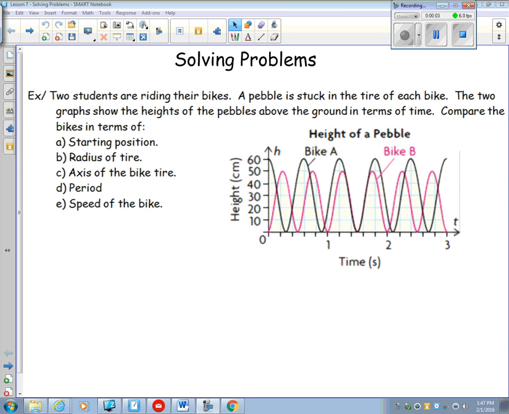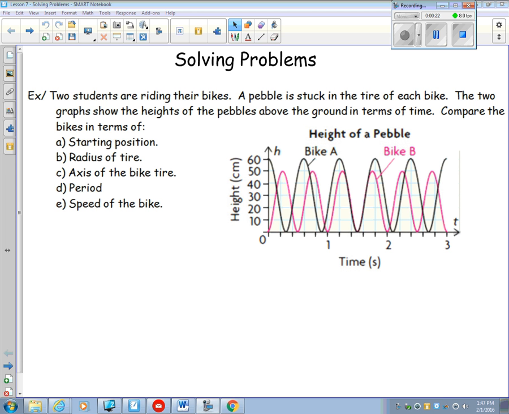Okay, the last lesson in this unit, just again, we're working with some sinusoidal problems here. We want to problem solve, we want to figure things out, whether they're comparisons or equations or parts of the graph or things like that. Okay, so we have two students riding their bikes, a pebble stuck in the tire of each bike. The two graphs show the heights of the pebbles above the ground in terms of time.